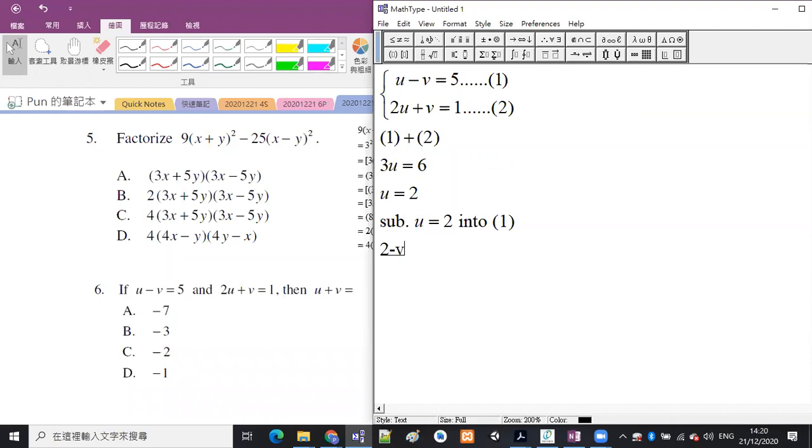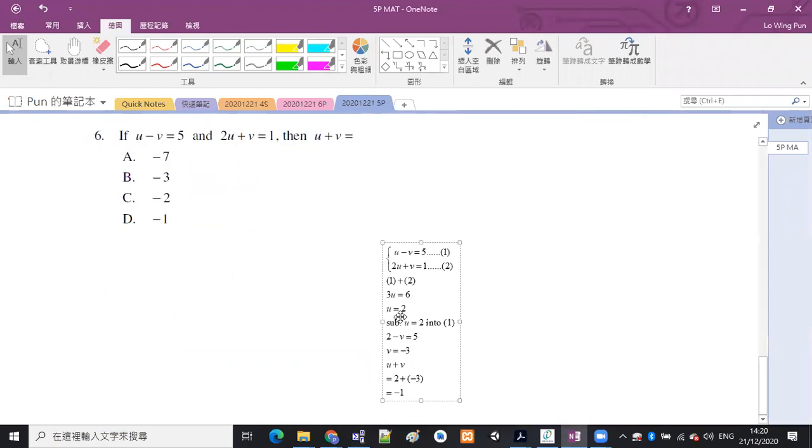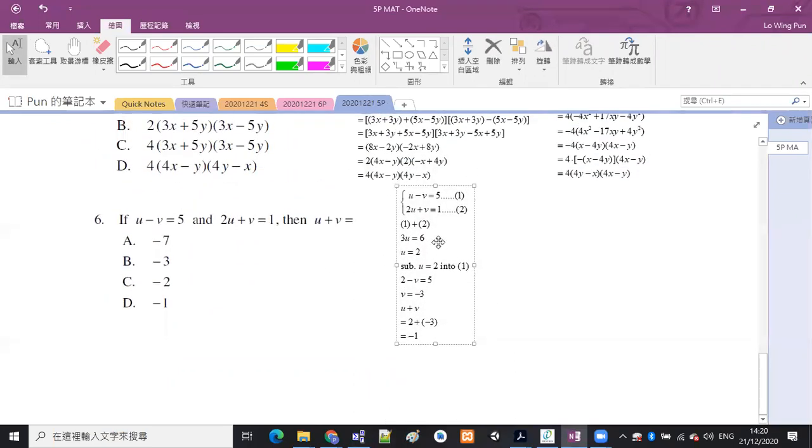So we have 2 minus v is equal to 5, and then v is equal to negative 3. Okay, so the question asks you to find u plus v. It's just equal to 2 plus negative 3, which is negative 1. So the answer is option D. Get this? Okay.